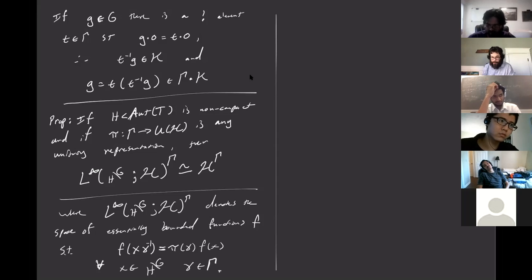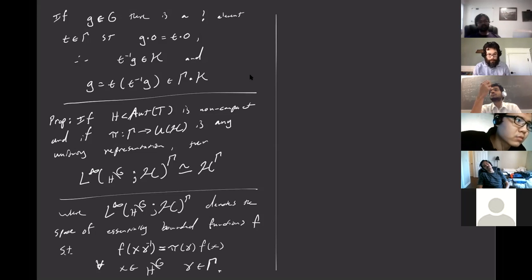Right, so we look at the space of equivariant, essentially bounded equivariant functions, and I claim that this is naturally isomorphic to just the fixed points. In fact, I claim this in a natural way. I just claim that they're constants. So I claim that this is actually equal to this space, which we view as constant functions.